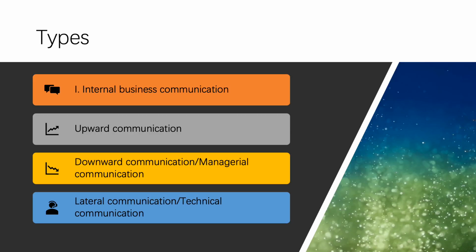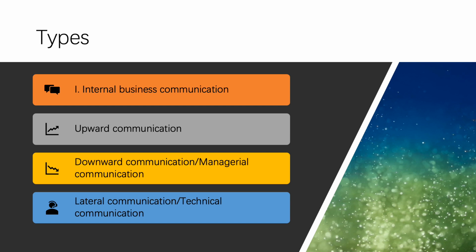Now let's move on to different types of business communication. Firstly, the internal business communication. It can be divided into upward communication, downward communication, and lateral communication. Upward communication is any communication that comes from a subordinate to a manager, or from another person up the organizational ladder.